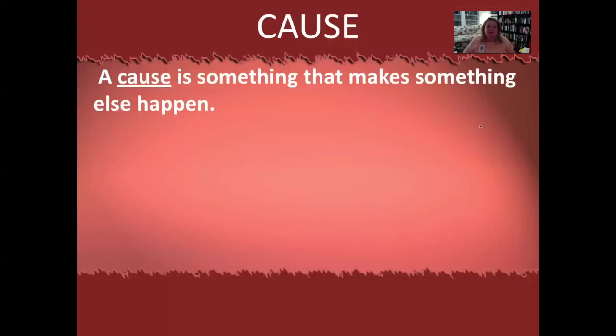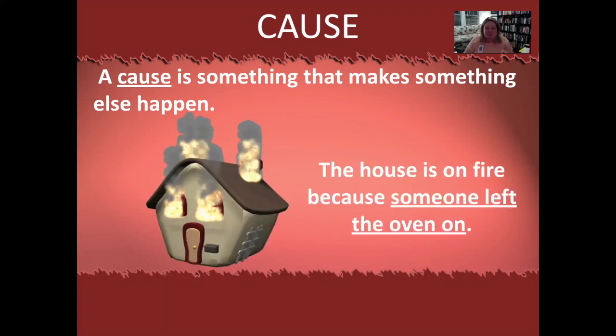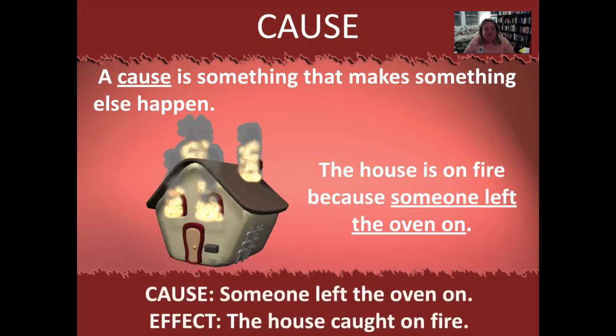All right. So the first thing is, what is a cause? A cause is something that makes something else happen. For example, the house is on fire because someone left the oven on. In this case, the cause is someone left the oven on. Let's look at an effect.